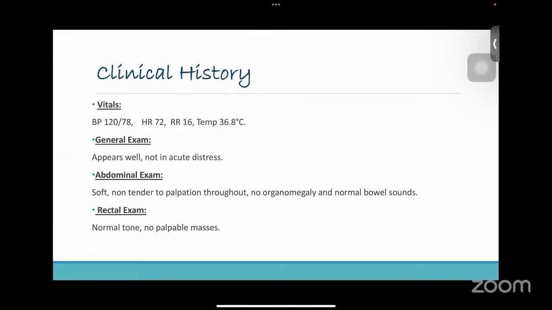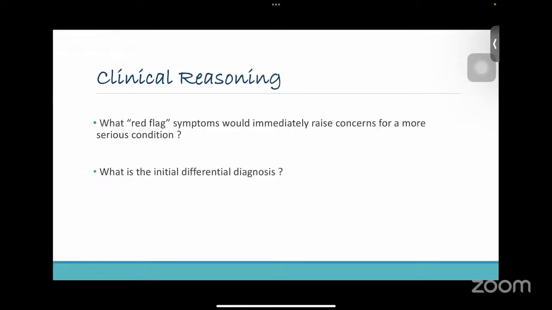Now, on examination, the patient is vitally stable, appears well, not in acute distress. Her abdomen is soft, non-tender to palpate, no organomegaly, and normal bowel sounds. The rectum is of normal tone and no palpable masses. So, for our first question here, does anyone have an idea about the red flag symptoms that we should look into when encountering such a case?